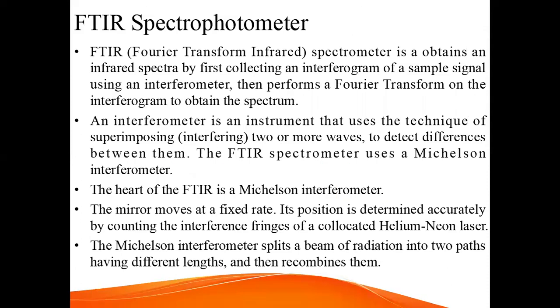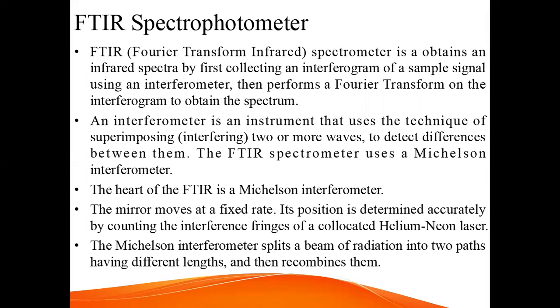FTIR spectrophotometers. A Fourier transform infrared spectrometer obtains an infrared spectrum by first collecting an interferogram of a sample signal using an interferometer, then performs a Fourier transform on the interferogram to obtain the spectrum. An interferometer is an instrument that uses the technique of superimposing, meaning interfering, two or more waves to detect the differences between them.